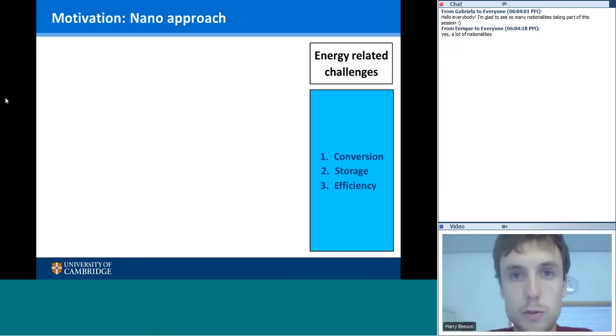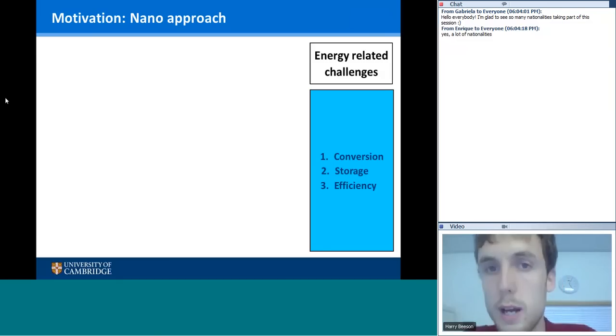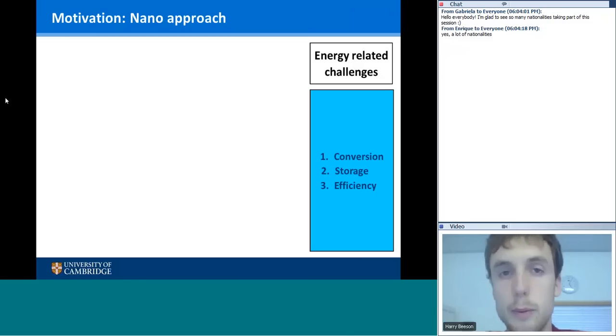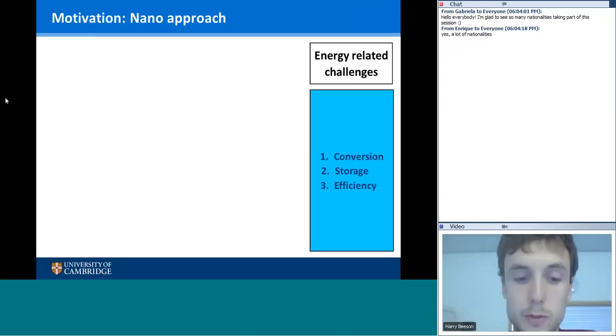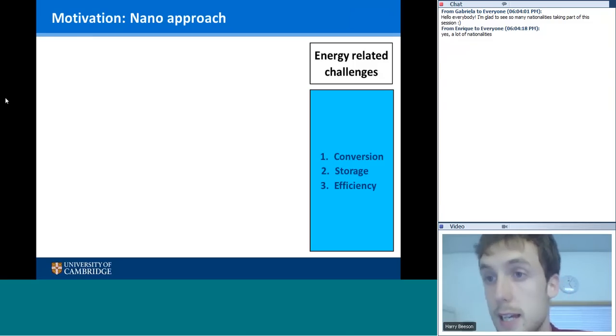But first of all, why nano? Why are we going to the nano scale? Some of the work that we do here is based on fundamental science, but a lot of the work we do is looking at more technological applications, addressing real-world problems. One of the common themes is energy-based challenges. That might be the conversion of energy, for example, of sunlight into electrical energy in a solar panel, or the storage of energy in a battery.